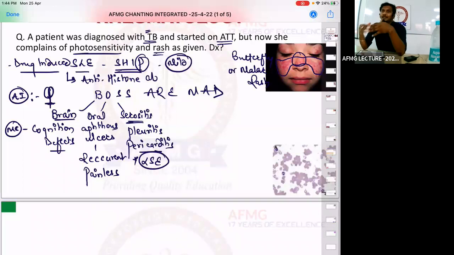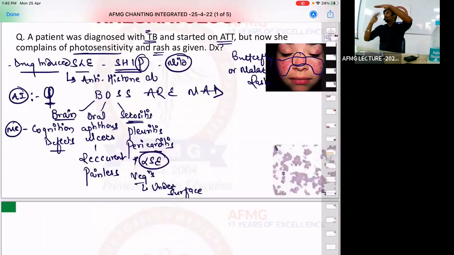These vegetations are mainly present on which surface of the valve? Upper, lateral, under, commissural end? They can be present anywhere, but predominantly on the under surface of the valve. Why is it important? Because if they are present on the under surface of the valve, they will also damage the chordae tendineae, and that can cause mitral regurgitation. Samajh gaye? Yaad rakhna. So the least common heart manifestation, if they ask you, the answer is Libman-Sacks endocarditis.